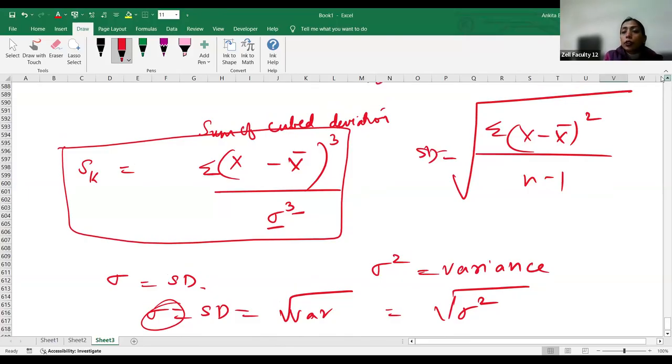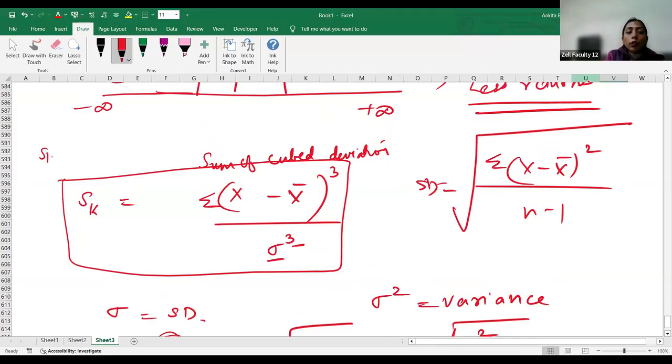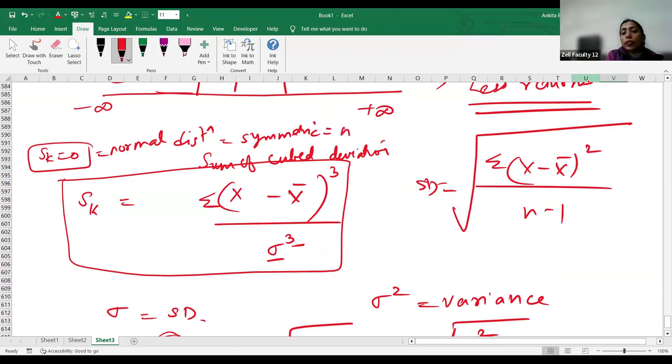If a distribution has a skewness of 0, it indicates that it's a normal distribution. Because in normal distribution, what did we say? That it is symmetric in nature. A symmetric distribution, would it have any skewness? No skewness. So if it does not have any skewness, then the skewness will be 0.